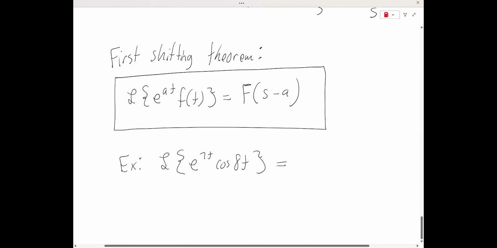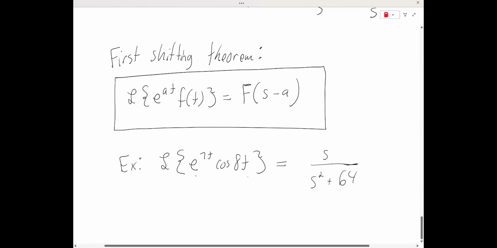Okay, and basically what this says is, you kind of ignore this for a minute. So just ignore the e to the 7t for a minute. You take the Laplace of this, okay? So you take the Laplace of, say, cosine 8t, right? Just watch this for a minute. So cosine 8t is what? That's s over s squared plus 64, right?